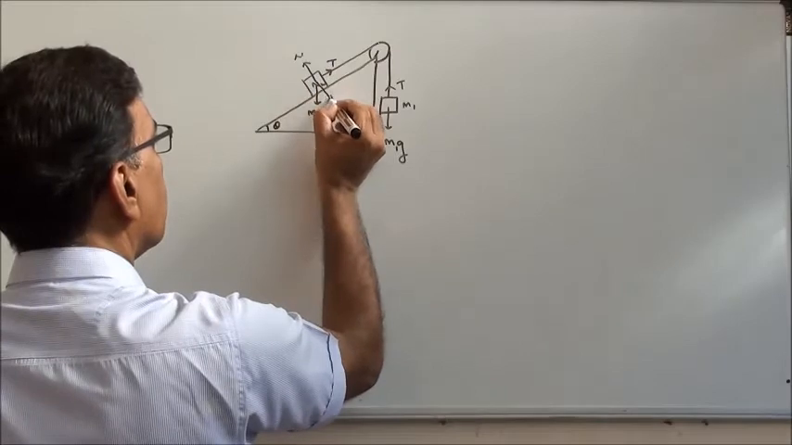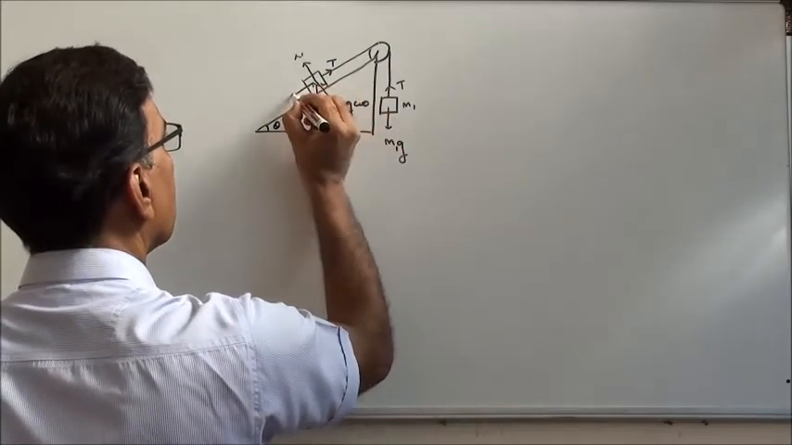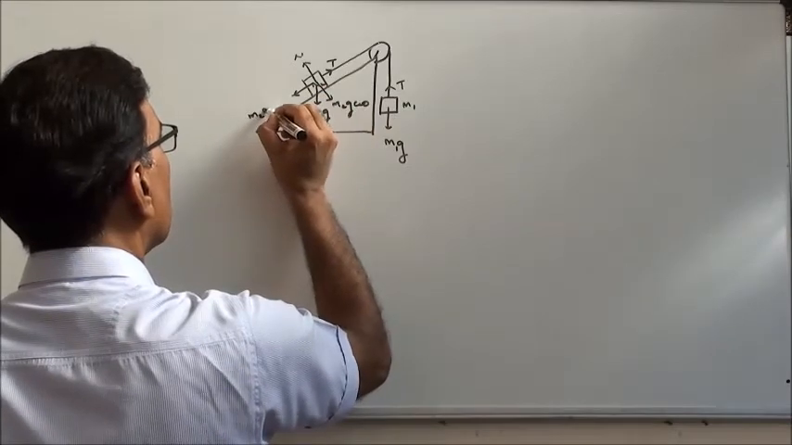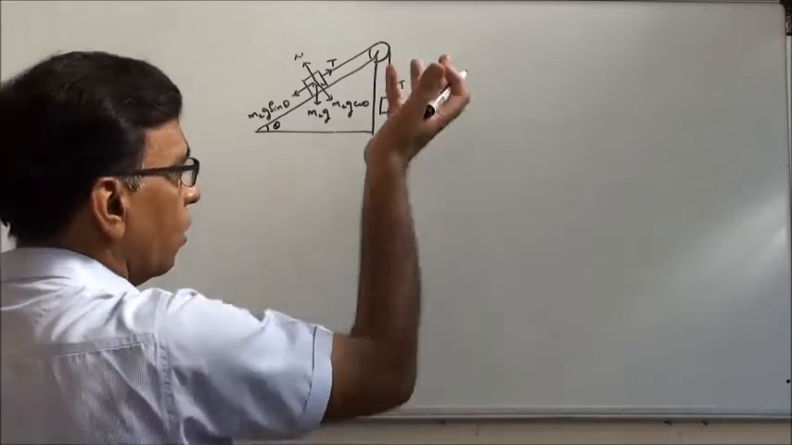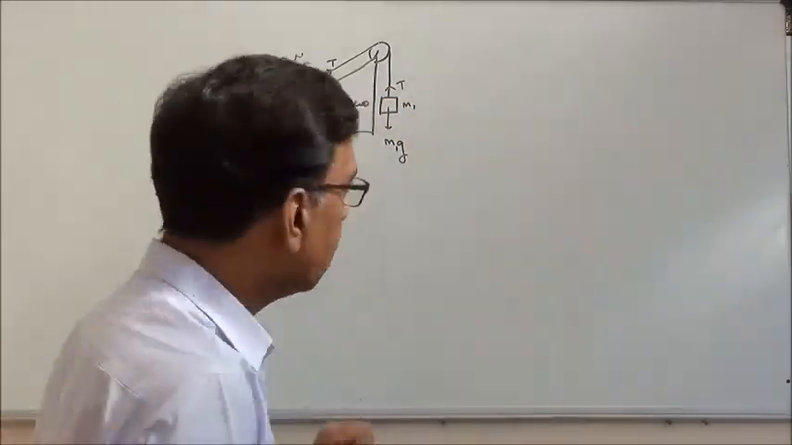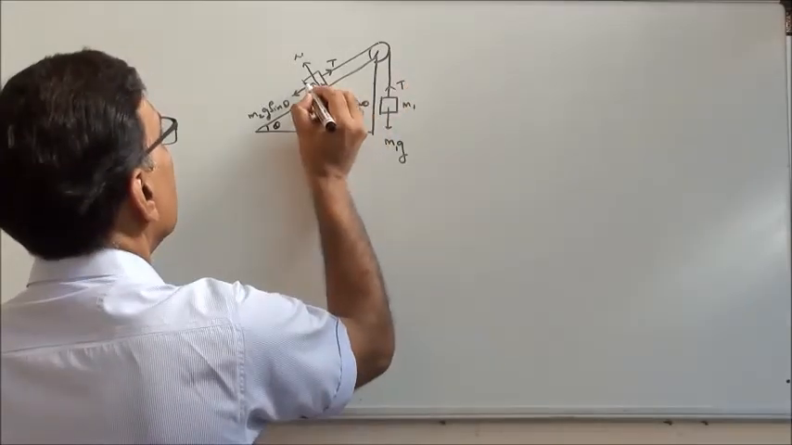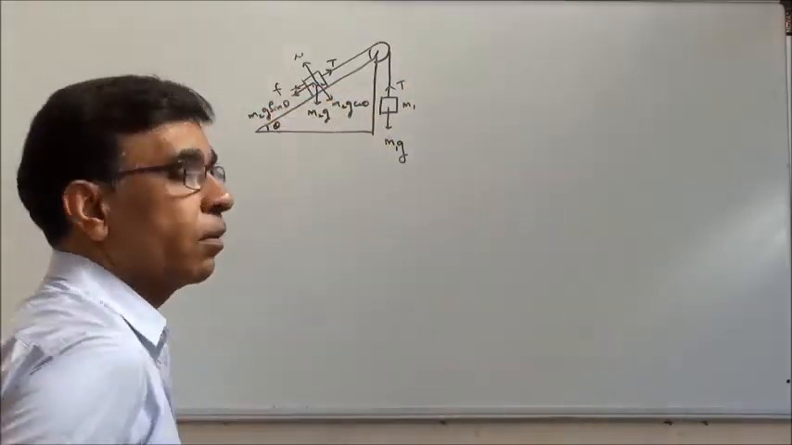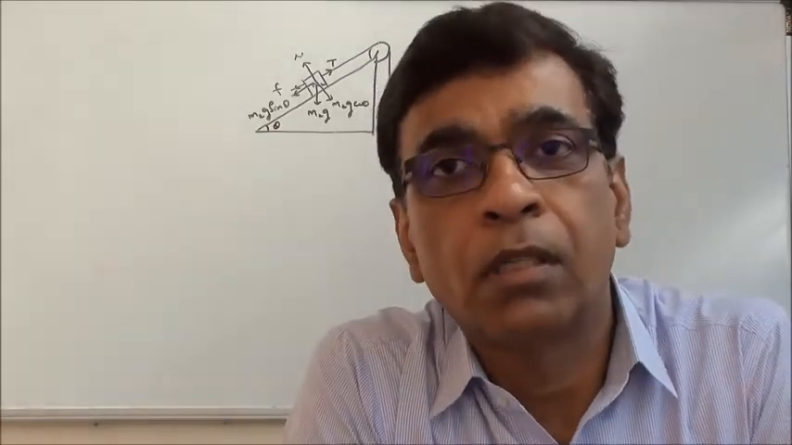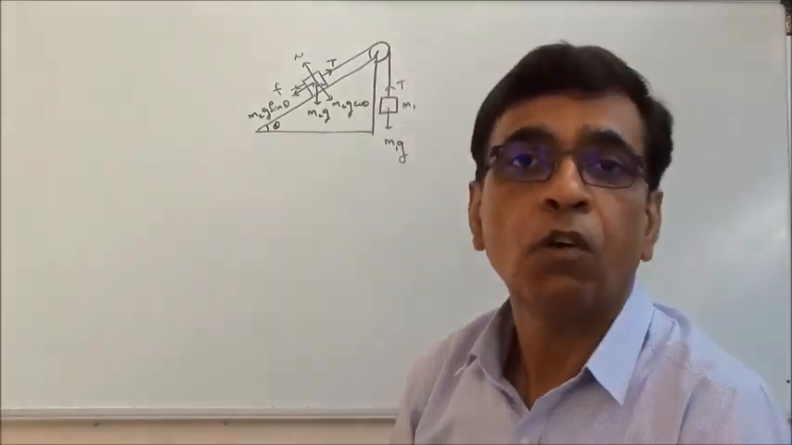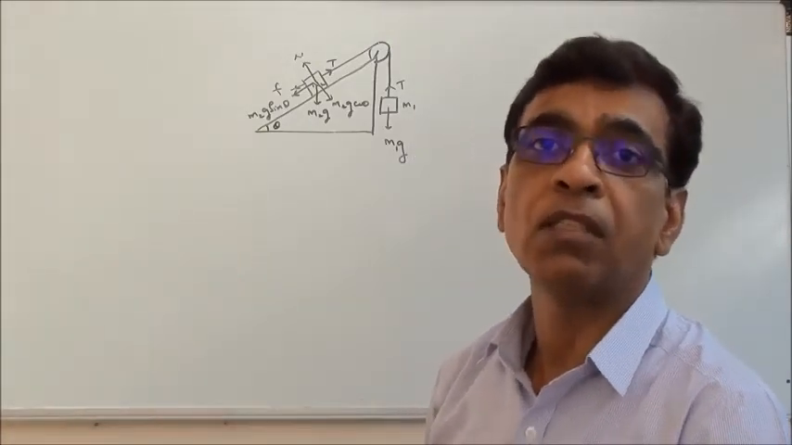Now this can be resolved into two parts: m2g cos theta and m2g sin theta. This is a frictionless surface. But if there is friction and we suppose that this is moving down, then this will be the direction of friction. The net force acting on both bodies is responsible for producing acceleration, Newton's second law. So net force is always equal to ma. This is how we write the equation.